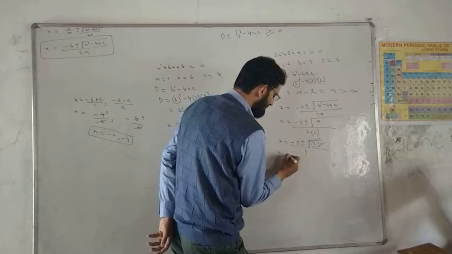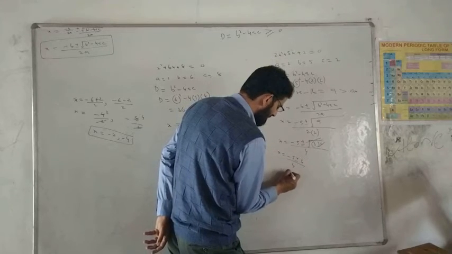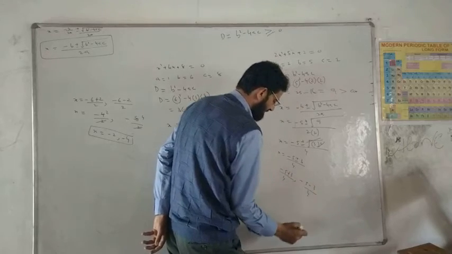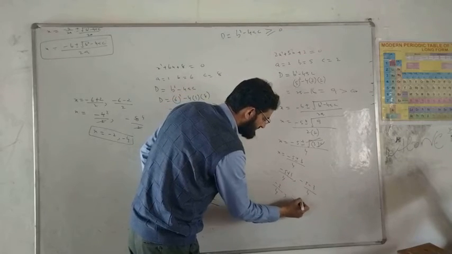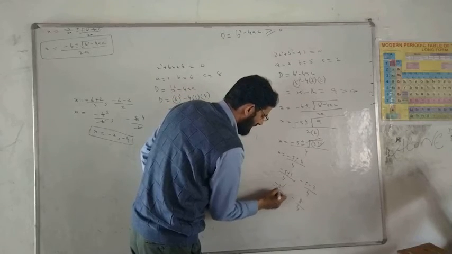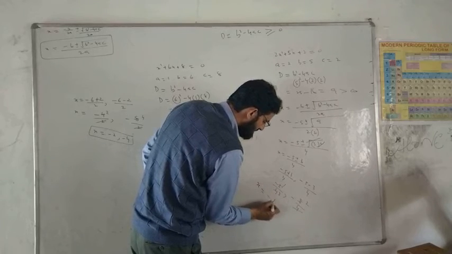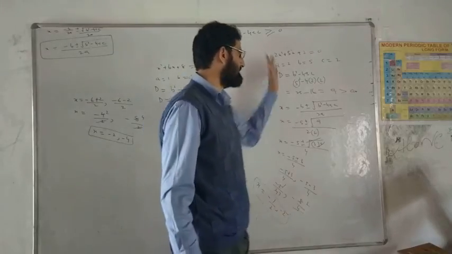So x is equal to minus 5 plus minus 3 by 4, that is minus 5 plus 3 by 4, then minus 5 minus 3 by 4. So this is minus 2 by 4 and minus 8 divided by 4. So x is equal to minus 1 by 2 and minus 2. These are the two zeros of the quadratic equation.